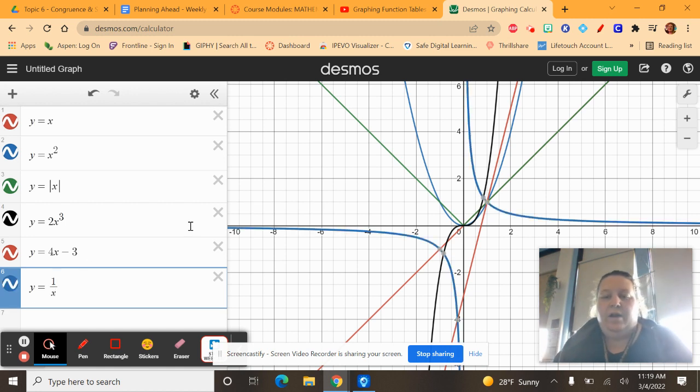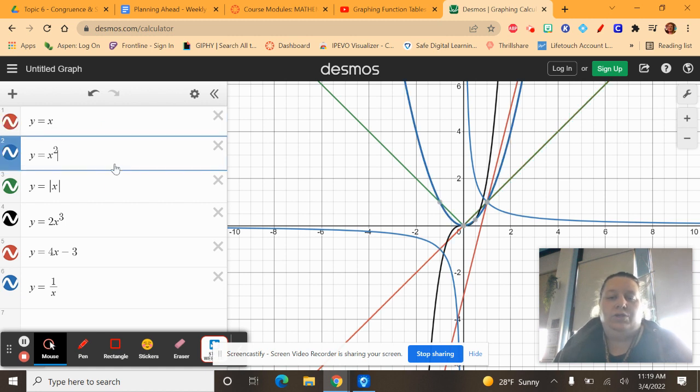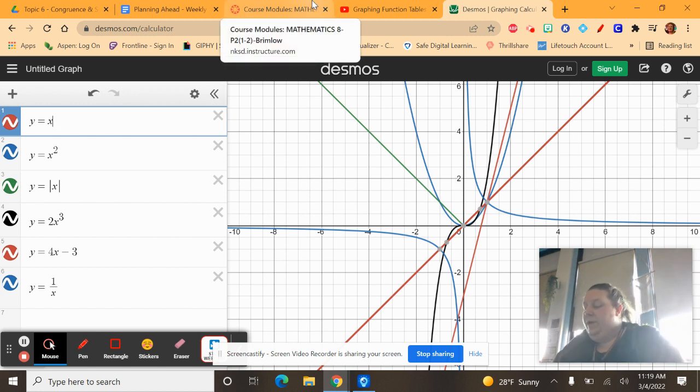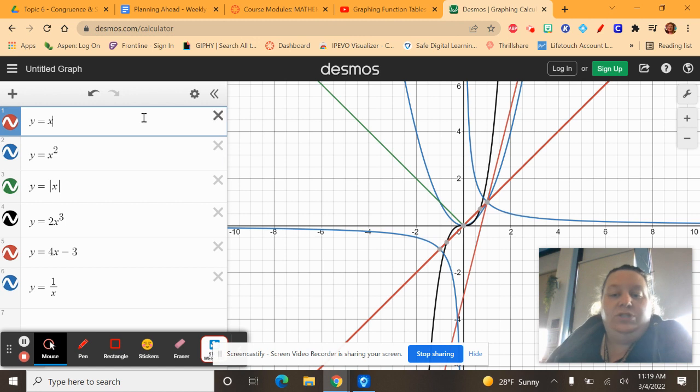All right, so we've got all of our equations. If you want to focus on a specific one, you just click on it and it makes it a little bit bolder. It might be a little hard to see. The first question says, are all of the equations you graphed on Desmos functions? Basically, would they pass the vertical line test? And the answer is yes, they are all functions.